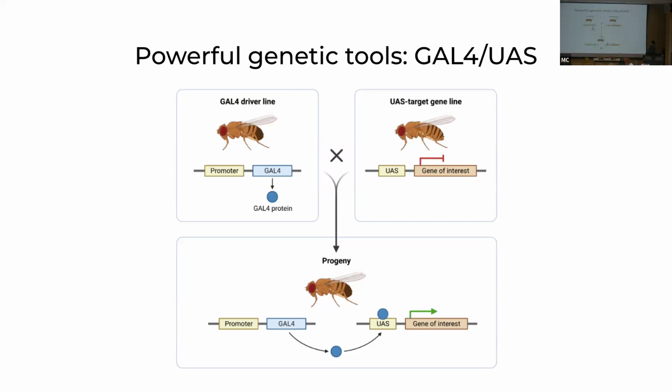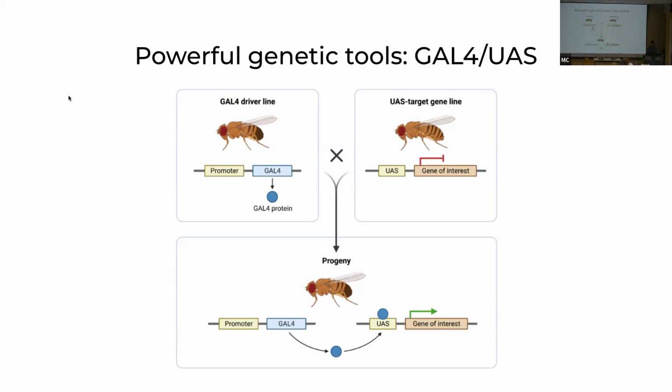And in Drosophila, there's tons of just amazing genetic tools, one of them being this Gal4 UAS system. So Gal4 UAS was first discovered in yeast. It's a mechanism by which yeast activate genes in their genomes.